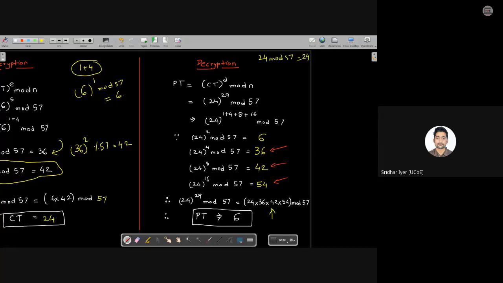So once you do this, you know that 1 plus 4 plus 8 plus 16. So we need powers. That is 24, we need this power, we need this power, and we need this power. And if we multiply all those four values and take a mod of that by 57, you should get the answer as 6. You should get back the plain text. Am I clear? Is it fine? I hope you got the understanding of this particular topic, that is problems on RSA.